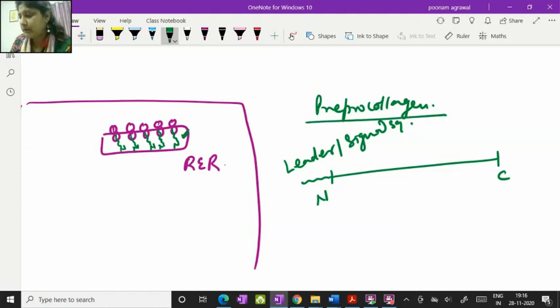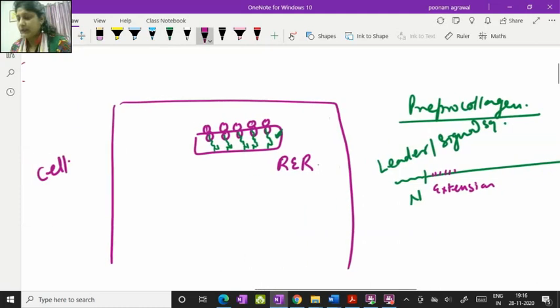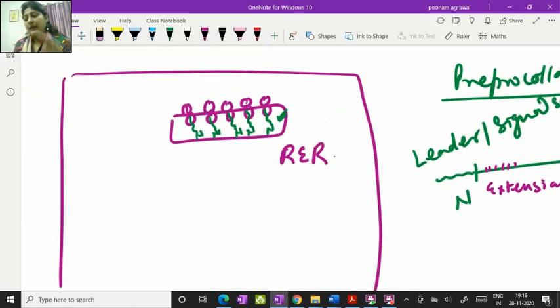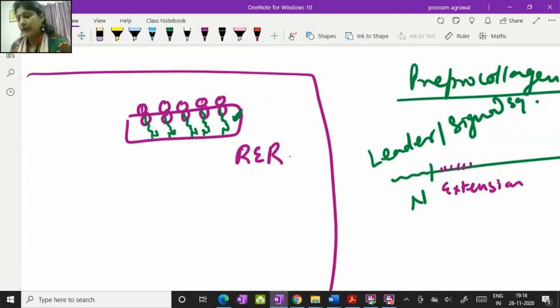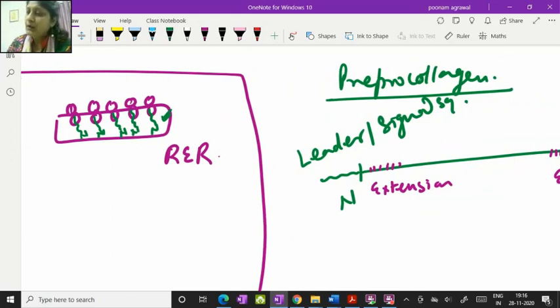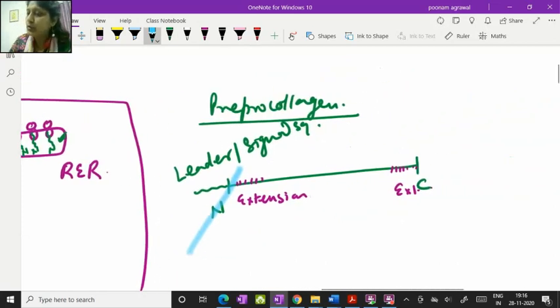So when we talk about pre-procollagen, we have an N-terminal leader or signal sequence, and we also have an extension peptide on either side of it. It's called the N-terminal extension peptide and the C-terminal extension peptide. In this fashion, pre-procollagen enters the rough endoplasmic reticulum, and as it enters, with certain enzymes, this leader sequence is removed. Once the leader sequence is removed, it is converted to procollagen.